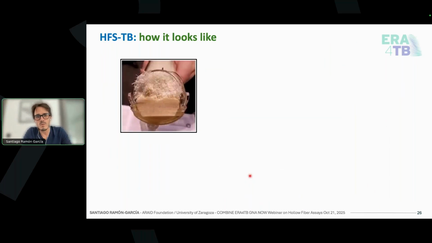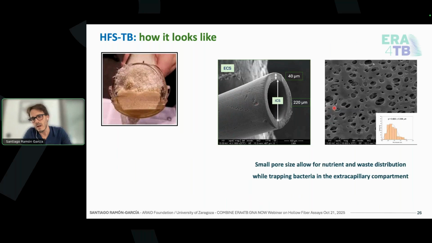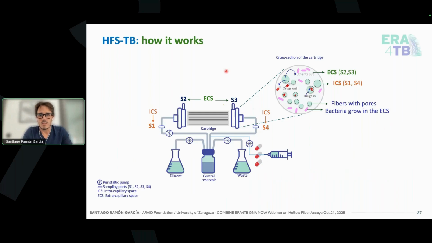To give you an idea, this is an image of one of these fibers. The extracapillary space would be here on the outside, and this is the intracapillary space where the nutrients and the antibiotics are moving. These fibers have a small pore size that allows distribution of antibiotics, nutrients and waste, but not transfer of the bacteria. So we can trap the bacteria in this extracapillary space. And how does it work? This is a representation, right?